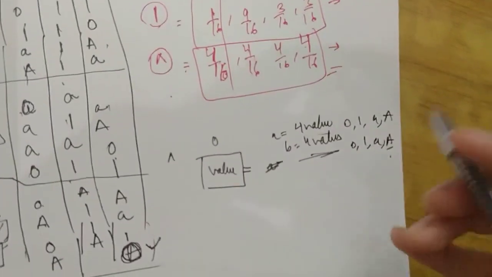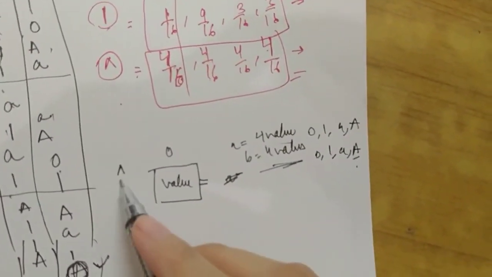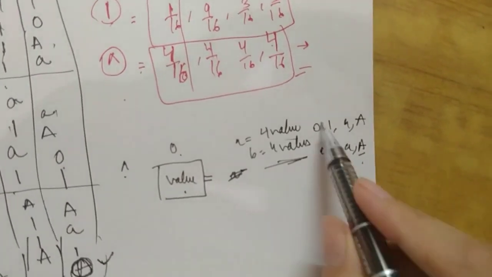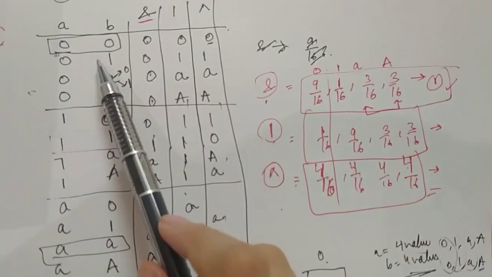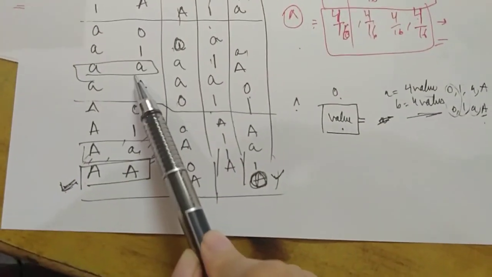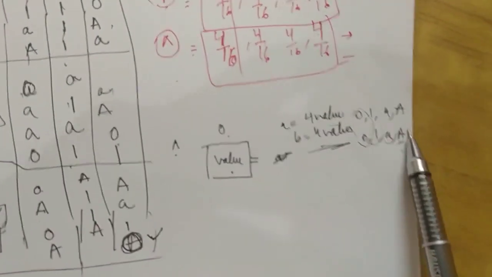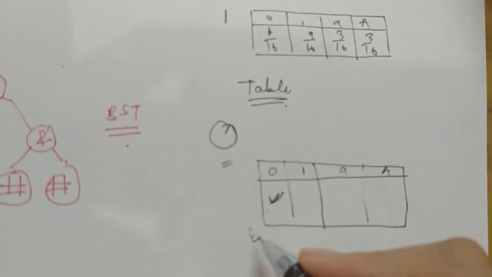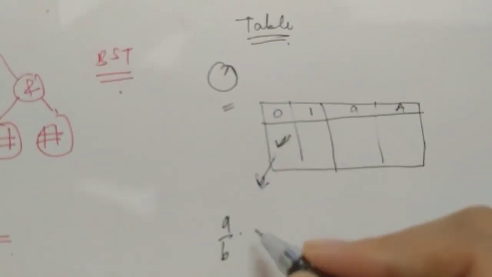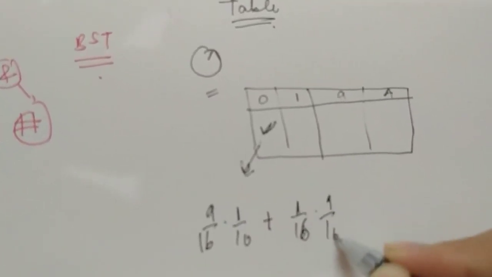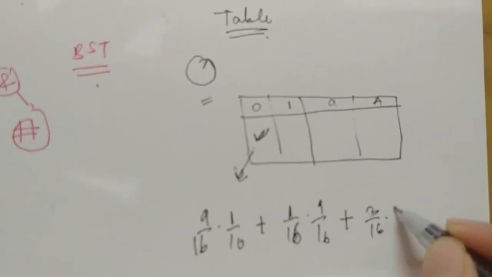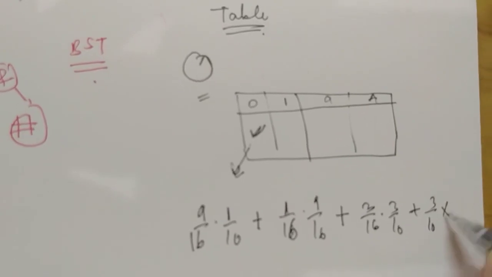We know that the XOR value of 0 will be obtained from 0, 0, 1, 1, A and capital A, and capital A. So our value will be 9 by 16 into 1 by 16 plus 1 by 16 into 9 by 16 plus 3 by 16 into 3 by 16 plus 3 by 16 into 3 by 16.